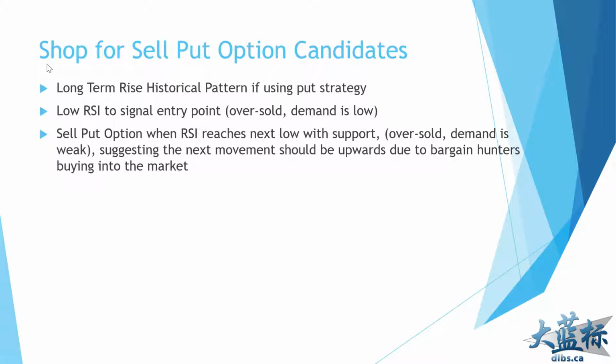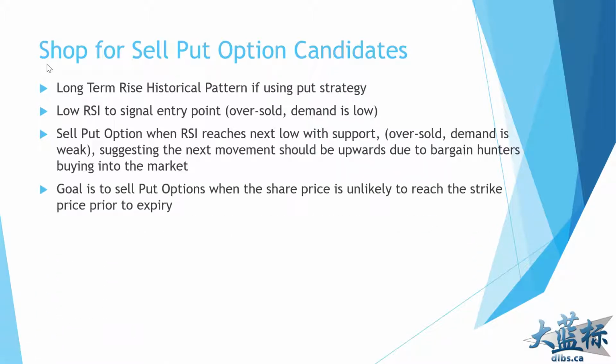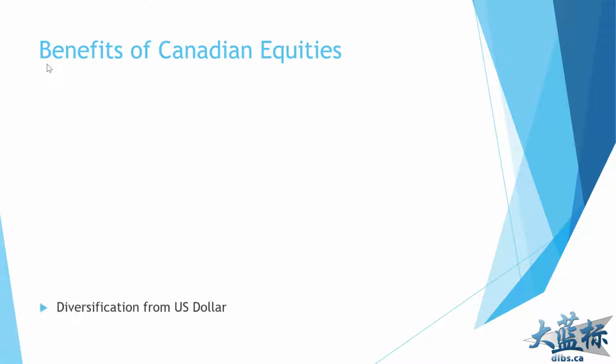And typically this is what we call the support level, because that's when bargain hunters will come back into the market. And our goal again is to set up our put option strike price so that the share price is unlikely to reach the strike price. We keep the money received, called the premium, and we move on and sell another one.